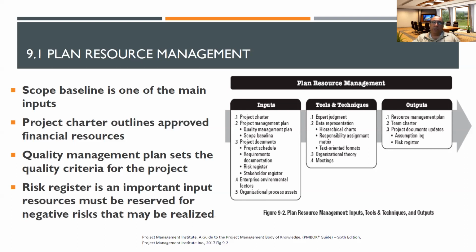So the risk register is also an important input. These documents will give you an idea about what you're doing, what can go wrong, and how you will plan for it accordingly, right? So then the tools and techniques are based on what you are going to use to plan. So you can use, I'll show you what a RACI is, a responsibility assignment matrix. And then there are different outputs you can do, which could be a resource management plan. So we'll talk about that.